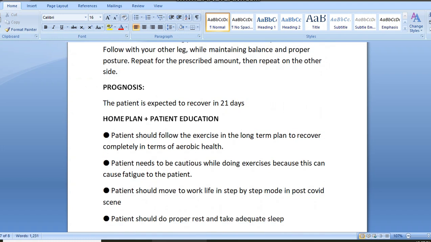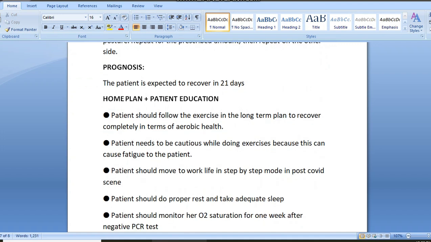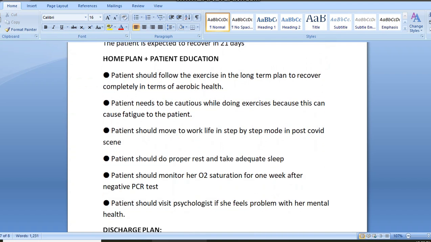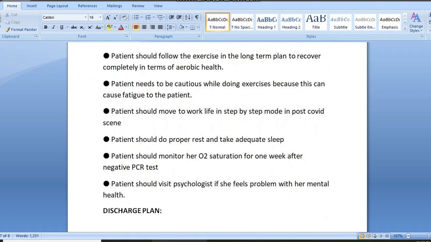Prognosis. The patient is expected to recover in 21 days. Home plan plus patient education. Patient should follow exercise in long-term plan to recover completely in terms of aerobic health. Patient needs to be cautious while doing exercises because this can cause fatigue to the patient. Patient should move to the work life in step-by-step mode in post-COVID scene.